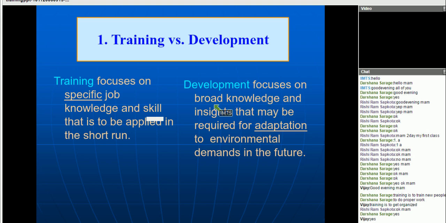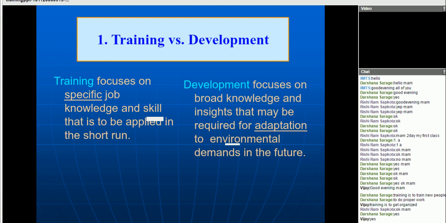And development focuses on broad knowledge and insights that may be required for adaptation to environmental demands in the future. You know, today there's so much evolvement of technology in every field, evolvement of computers. Previously, banking and accounting work in any organization was done through manual accounting, isn't it? But now it is all computerized.